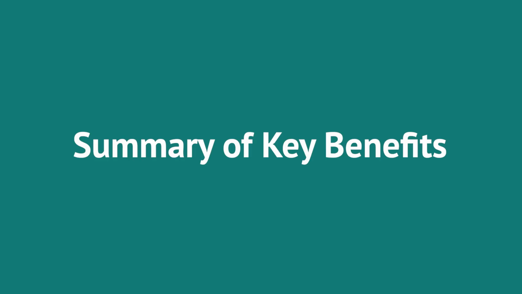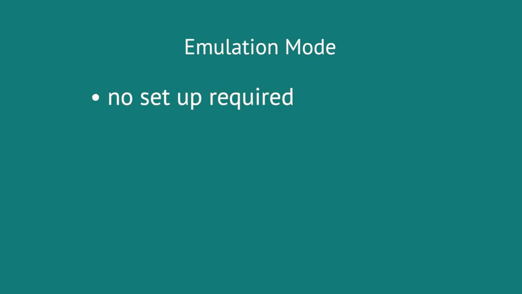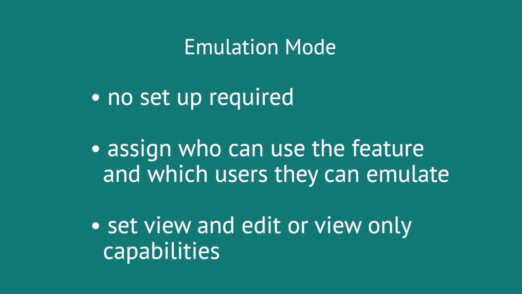To summarize everything we've covered in this video, Emulation Mode is an easier and more effective way to assist users like applicants that need support or assistance with whatever they're doing in the system. There is no setup required. All you need to do as a system admin is to determine and assign which roles you are giving permission to use Emulation Mode and which roles can be accessed via feature. You can determine whether a role has view and edit capabilities while in Emulation Mode or view-only capabilities.